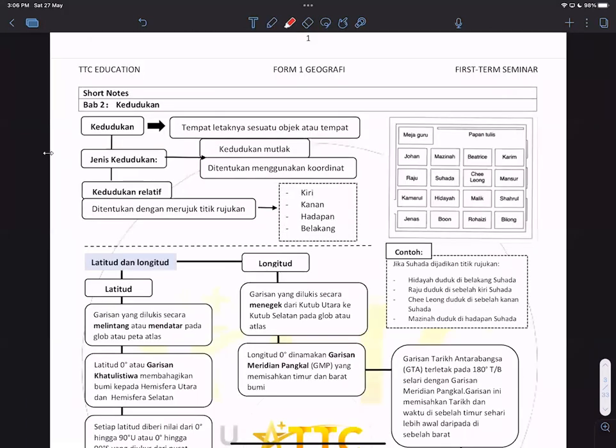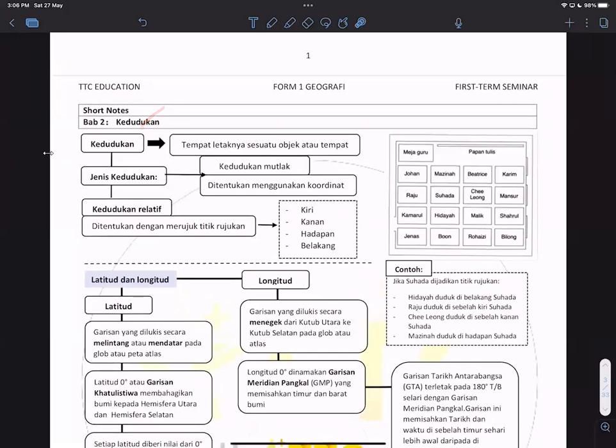Done. So when we learn bab 2, it's known as kedudukan. We have 2 types of kedudukan. So highlight kedudukan mutlak and kedudukan relatif. So circle. What is kedudukan relatif? It's just kiri, kanan, depan or hadapan, and the last one, belakang. So this is the 4.